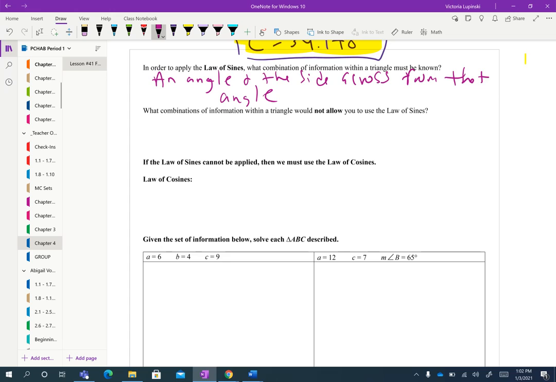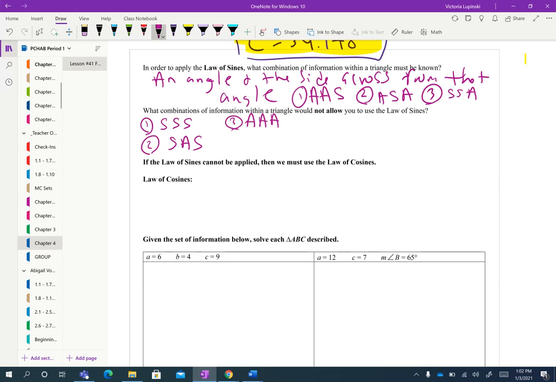Just so that you're aware, the things that would make that true would be things like angle, side, angle, or angle, angle, side, or side, angle, angle. What combinations would not allow you to use the law of sines? Well, that would be side, side, angle, side, side, side, and then angle, angle, angle. Hopefully, you remember those abbreviations back from geometry.